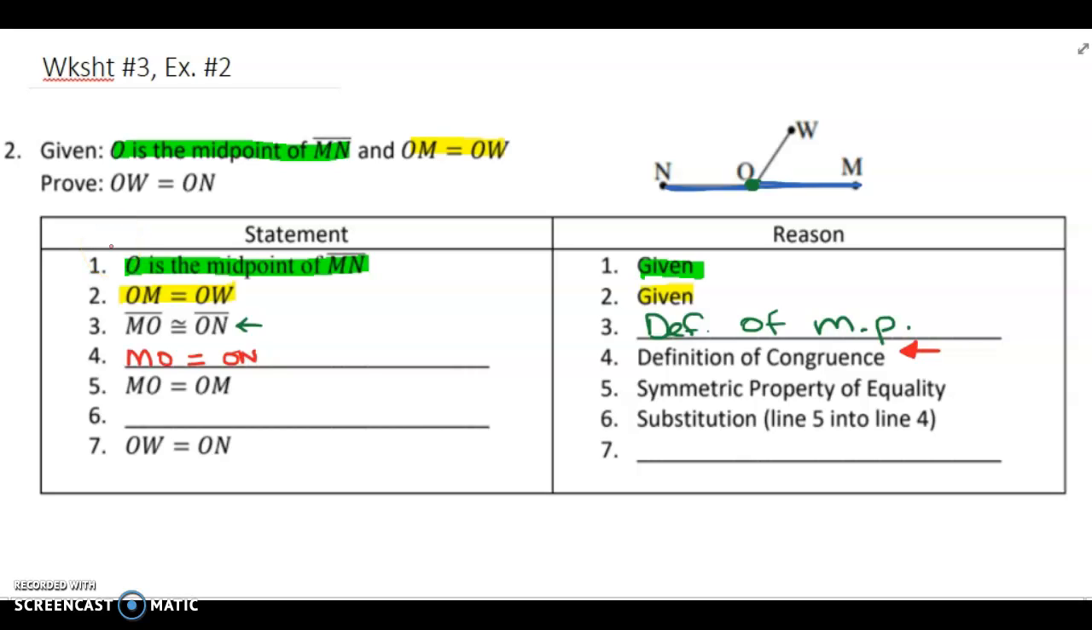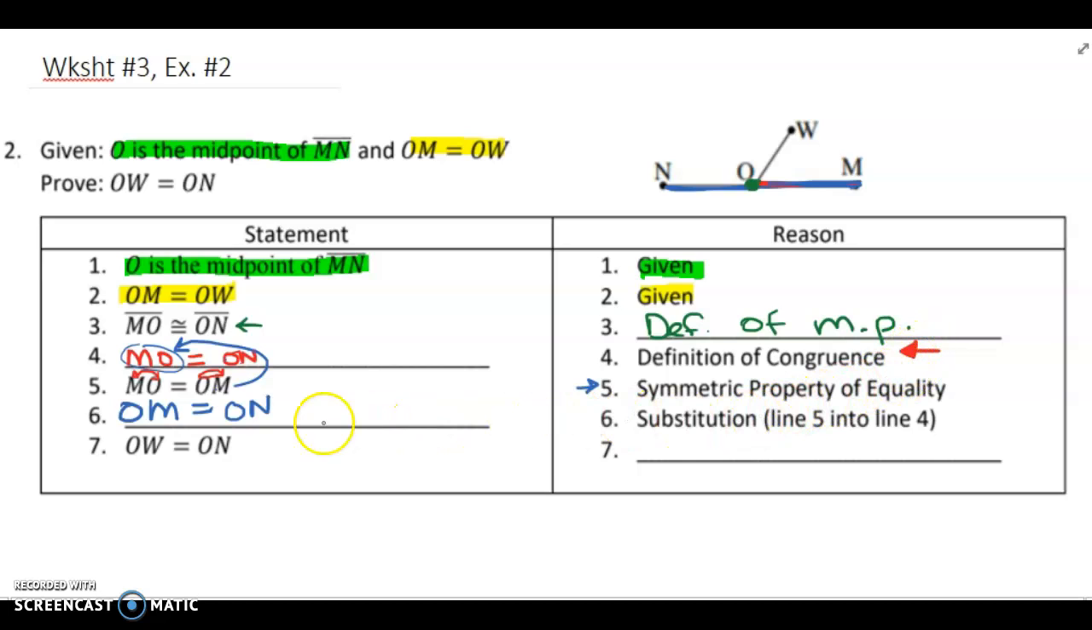Okay, guys, all I did here is I switched the order of the letters, right? So if I look up here, OM is this segment here, and MO is also this segment here, so they're the same thing. So that's just the symmetric property. All right, now I want to substitute line 5 in for line 4. Okay, so notice I have an MO here, so I'm going to put the OM in for there. So I'm going to say OM equals ON.